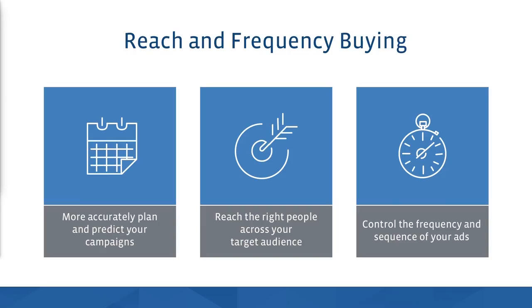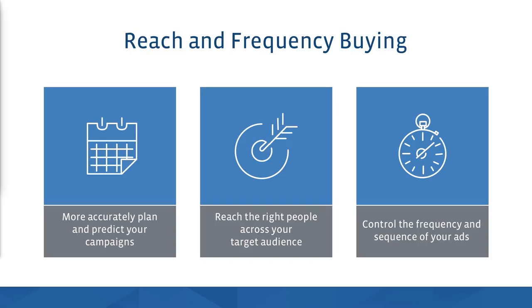So what exactly is reach and frequency buying? Reach and frequency buying is Facebook's industry-leading brand buying tool. Traditional media like television and print are planned and bought on reach and frequency metrics. And with this tool, Facebook can provide the predictability and control advertisers desire with the scale, targeting, and accuracy that no other platform can match.